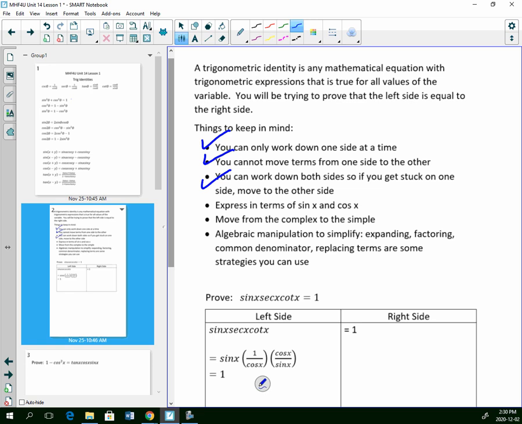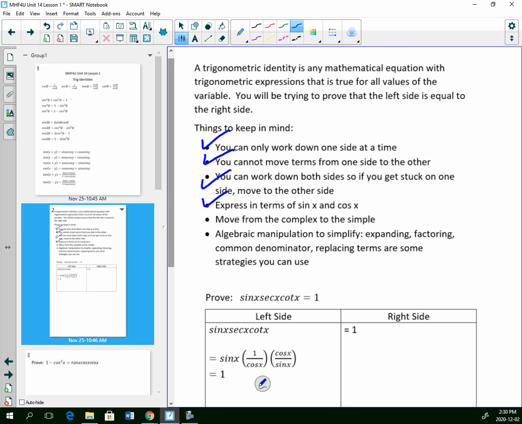Some strategies to use when starting your proof. The first thing I generally do is express all my terms in sine and cosine if they are not in sine and cosine already. After that, we want to simplify. There's lots of things we can do to simplify, and I'll try to do examples of all of them. So we could expand, we could factor, we could find a common denominator, we could replace things. That's why people find trig identities a little tricky, because everyone is different and has different strategies for different proofs.